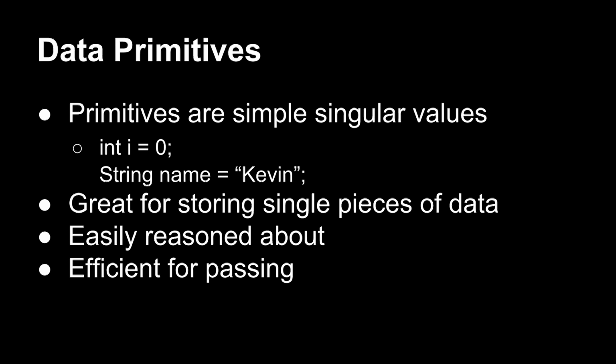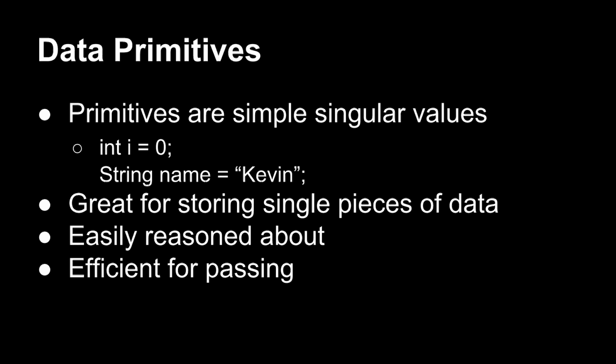You can think of it such as in Java or C# where you have int I equals 0. That means give me a variable that we'll call I and set it the value of 0. Similarly, if I had string name equals Kevin, that would be saying give me a variable called name of the data type string and set it equal to the value of Kevin. It's great for storing single pieces of data.